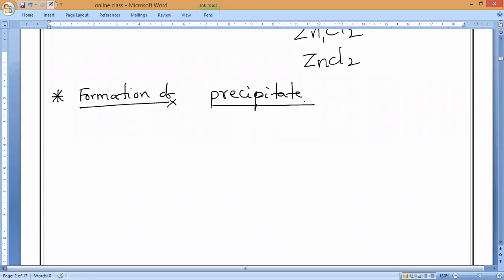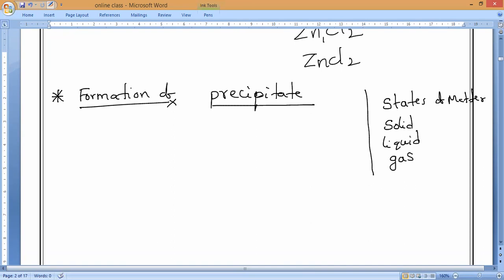That is the aqueous state. As I told you, we know three states of matter. What are the three states of matter? Anybody? Solid, liquid, gas. You all know solid, you all know liquid, you all know gas. Is it yes, guys? Please respond.